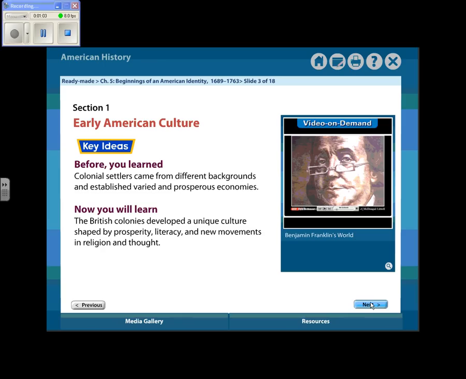Section 1, Early American Culture. Before you learn, colonial settlers came from different backgrounds and established varied and prosperous economies. Now you will learn the British colonies developed a unique culture shaped by prosperity, literacy, and new movements in religion and thought.